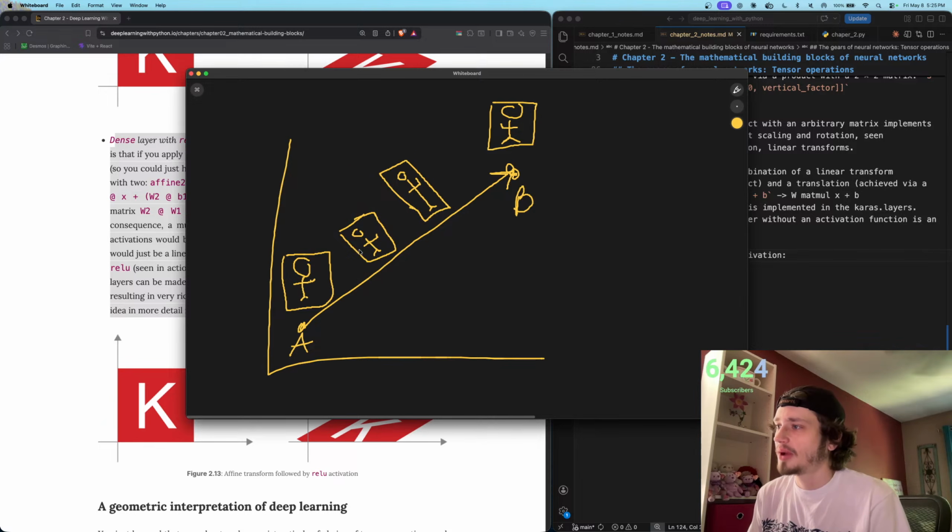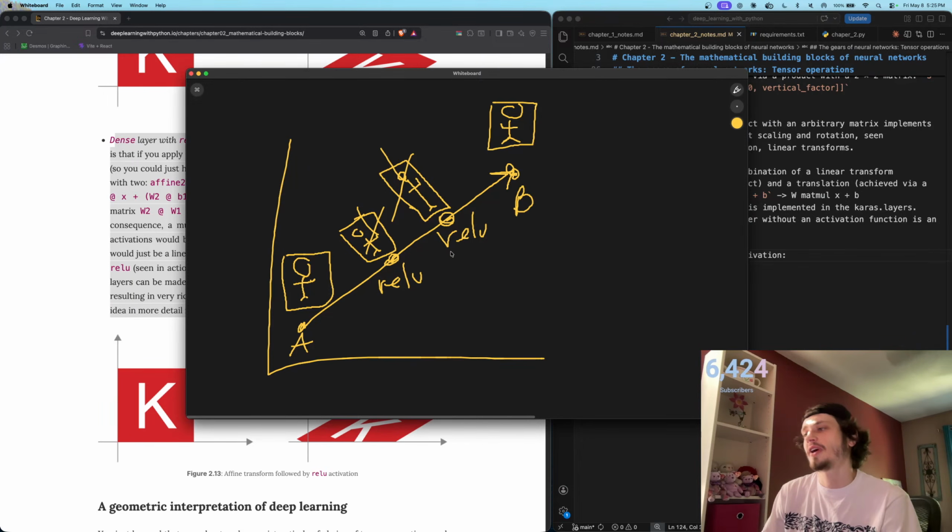Now, by applying some function at each phase, if we apply some ReLU function at each phase, our outputs differ so much from these affine transformations that we're able to, I don't know, be creative.